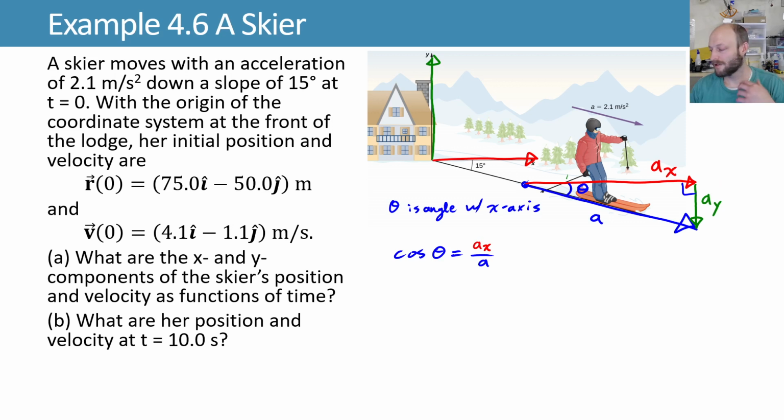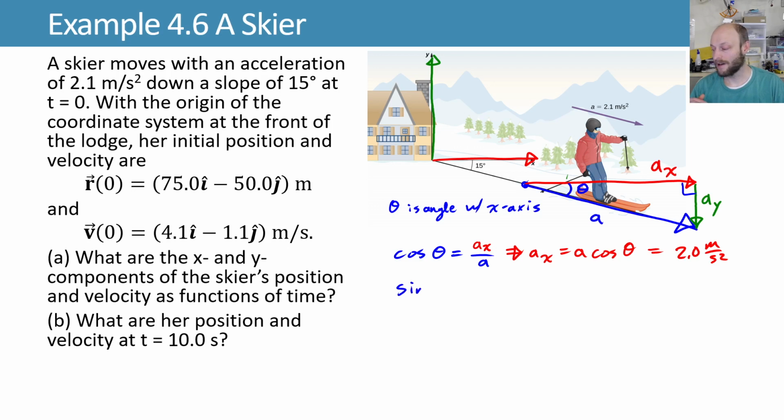Looking at one relationship, the cosine of that angle theta is going to be the adjacent side, so the side it's touching, ax, divided by the hypotenuse a. Because this is the angle with the x-axis, as long as we have the angle with the x-axis, this relationship will be true. We can rearrange this to solve for the thing we want to know, ax, by multiplying both sides by a, and plugging in our numbers, 2.1 meters per second squared and 15 degrees, we can evaluate this to be 2 meters per second squared is the x component of that acceleration.